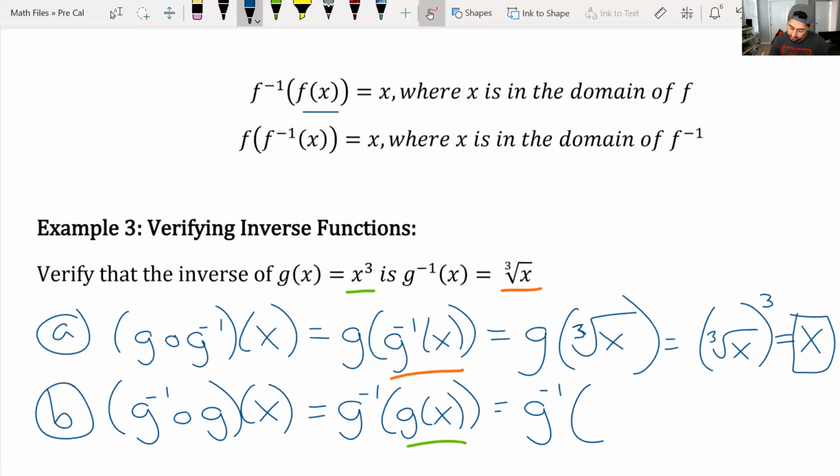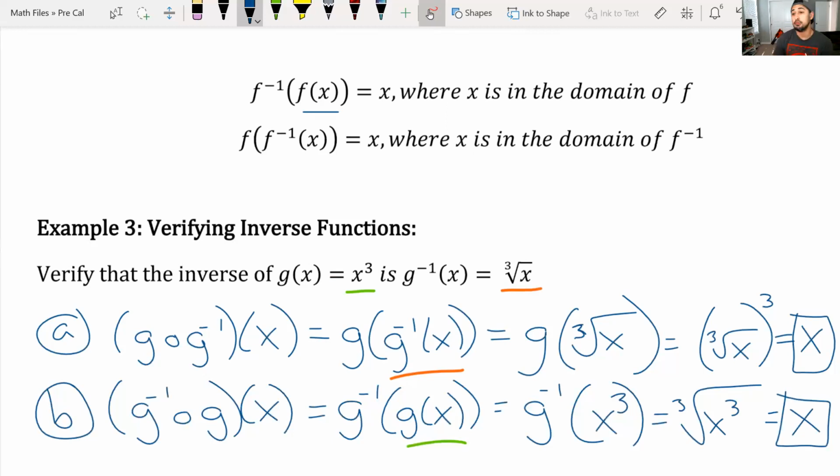So that's what we'll put in here. G inverse is X cubed, which means I now get the cube root of X cubed, which gives me X. So composing both ways, G with inverse G or inverse G with G, we still see that we arrive at X. So this means the inverses undo each other, and since we arrive at X, they are true inverses of each other. So that all checks out.